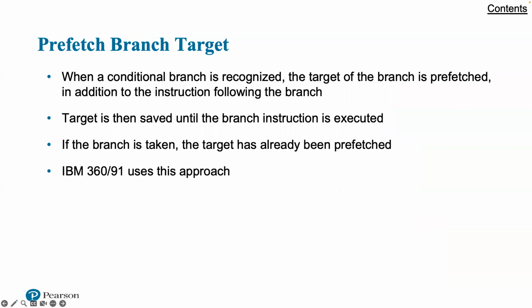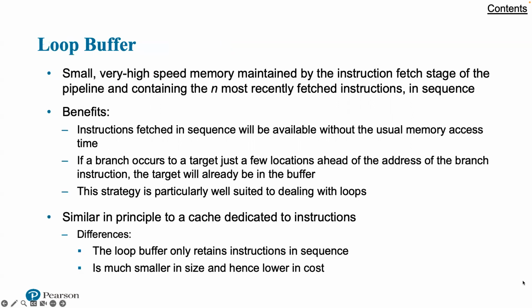When a conditional branch is recognized, the target of the branch is prefetched in addition to the instruction following the branch. This target is then saved until the branch instruction is executed. If the branch is taken, then the target has already been prefetched. The IBM 360 uses this approach.